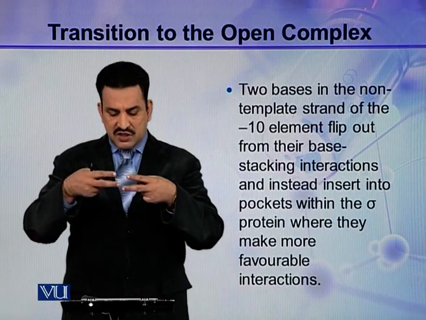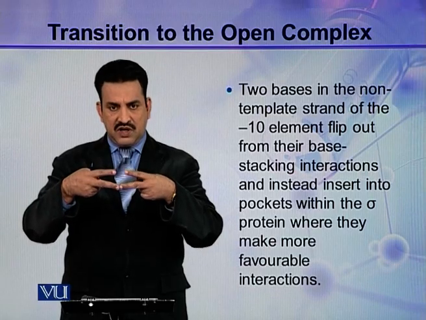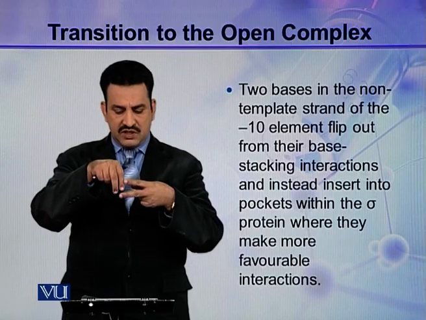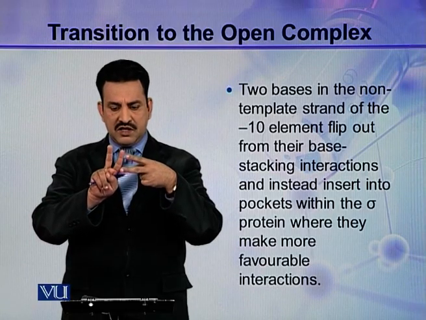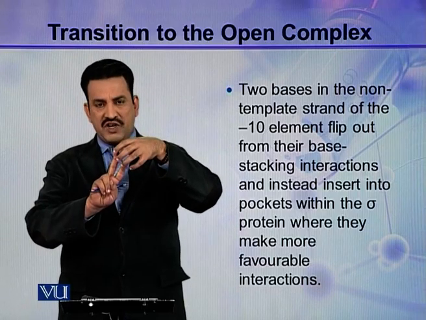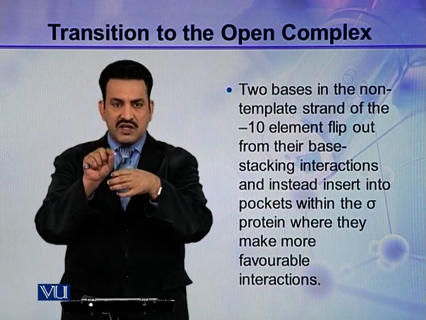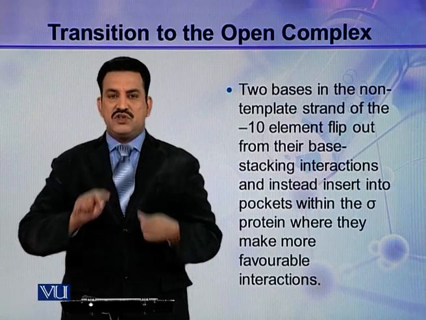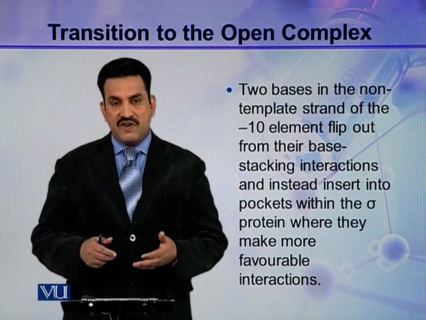So this is double-stranded DNA. It has opened up after the formation of open complex, and then the two bases from the non-template strand, they flip out, and when they flip out, here is RNA polymerase attached here. And in this RNA polymerase, there is one sigma factor. So these two bases, they are inserted into the sigma factor, and where they make some more favorable interaction.